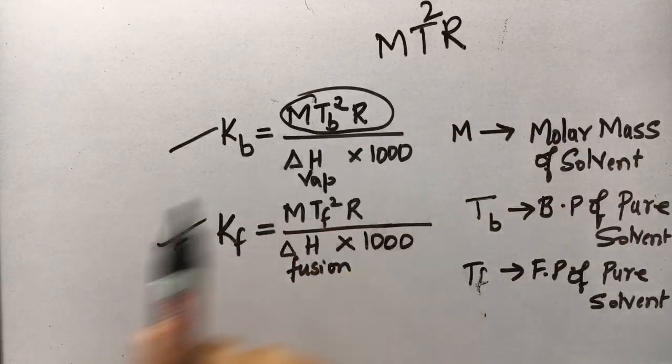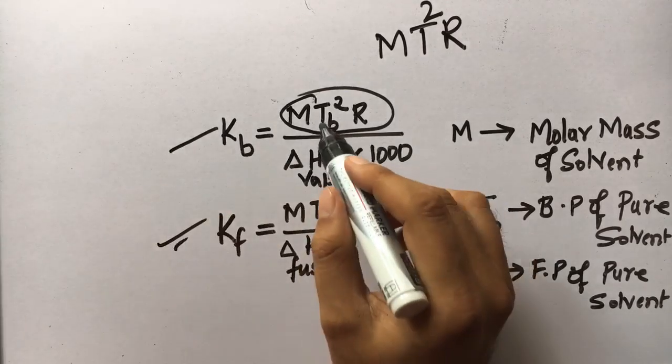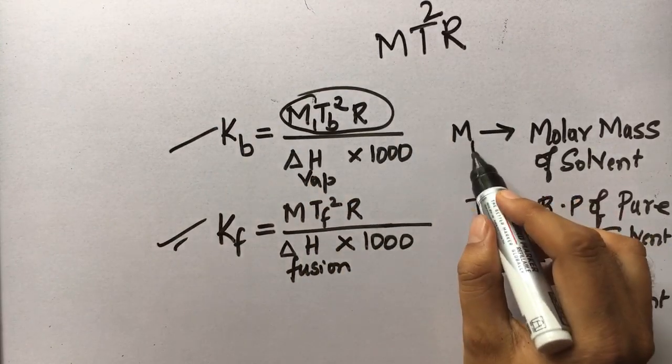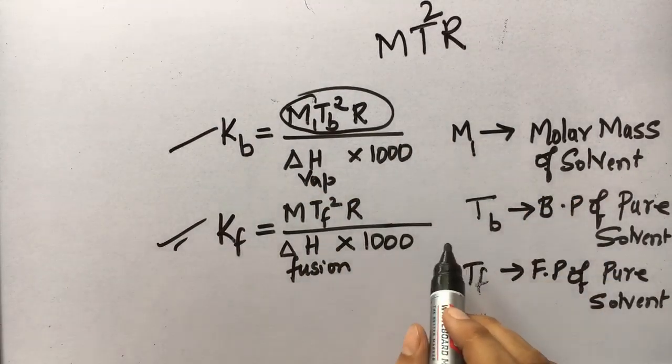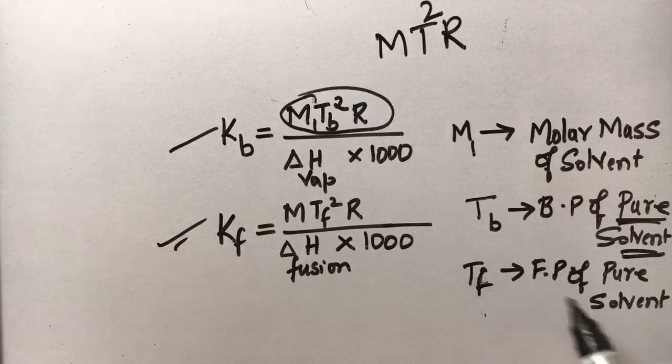So Kb is equal to mTb square R divided by delta H vaporization into 1000. Kf is equal to mTf square R divided by delta H fusion into 1000. You can also use the notation m1 here, then this will be m1. Tb, remember, is for pure solvent, that is important, and here Tf is also for the pure solvent.